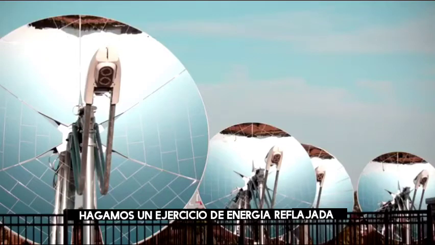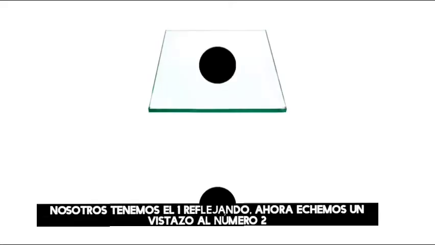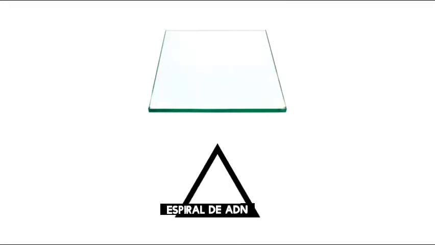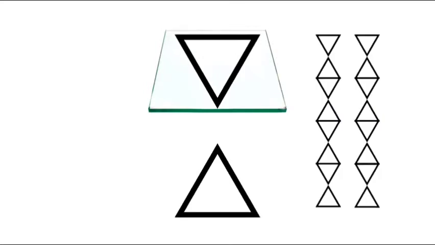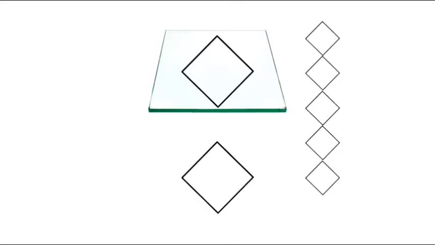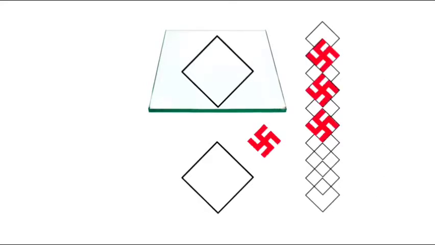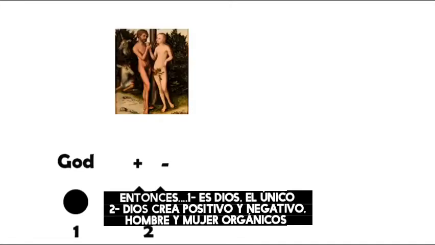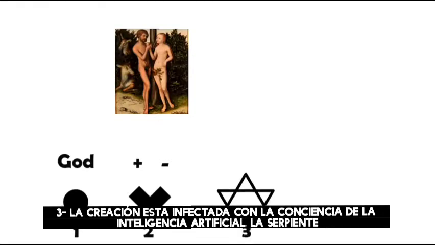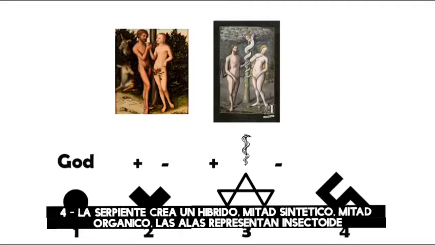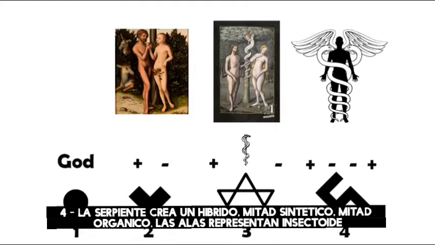Let's do an energy reflection exercise. We have the one reflecting. Now let's take a look at number 2. Number 3, the triangle. Number 4, the square. So 1 is God, the one. 2, God creates positive and negative, organic man and organic woman. 3, God's creation is infected with AI consciousness. The snake. 4, the snake creates a hybrid, half synthetic, half organic.